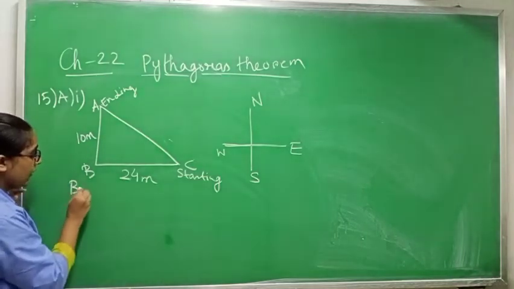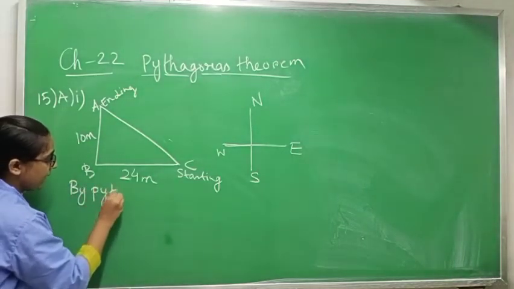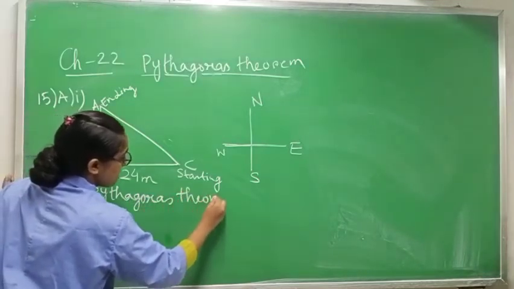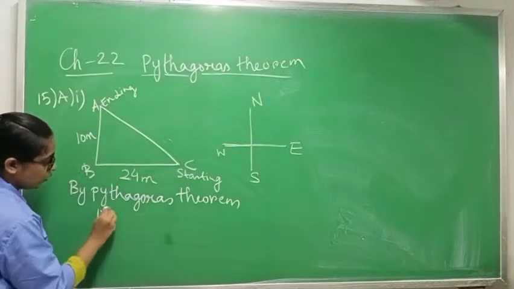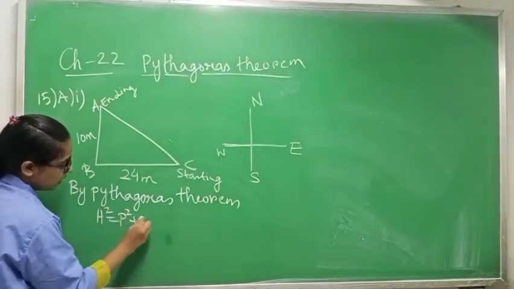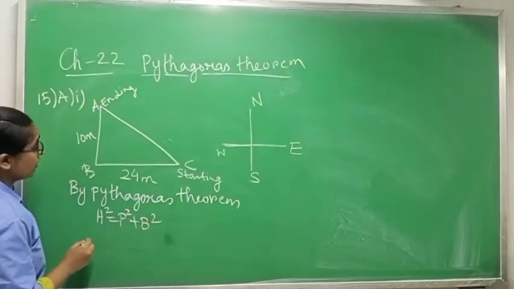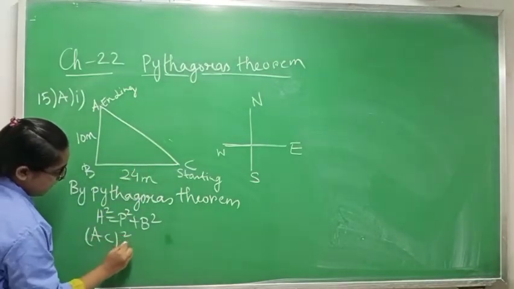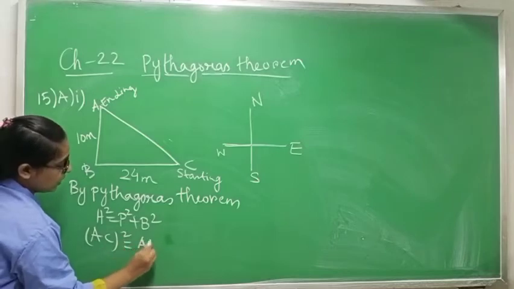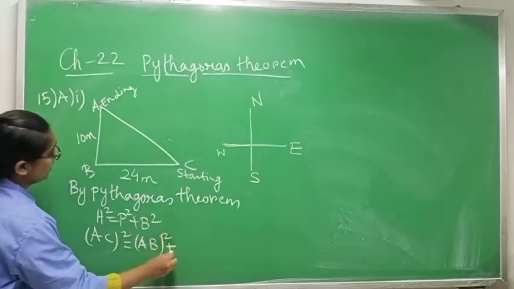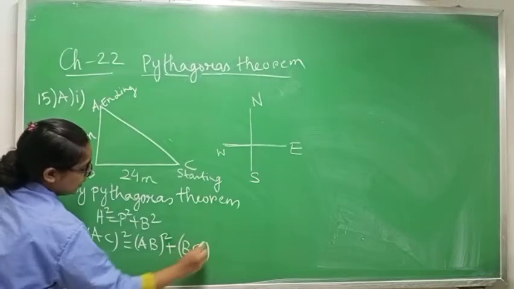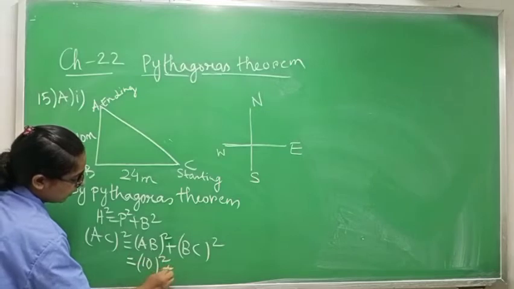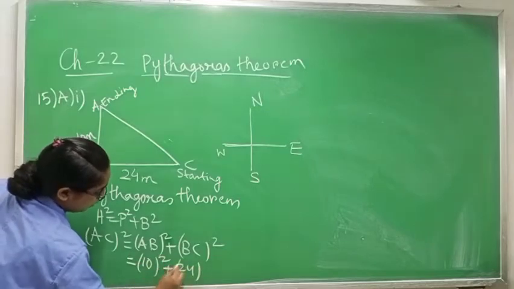So what will you write? By Pythagoras theorem, h square equals to p square plus b square. H is how much? AC. P is AB and B is BC. AB is already given to you, which is 10. BC is given how much? 24.